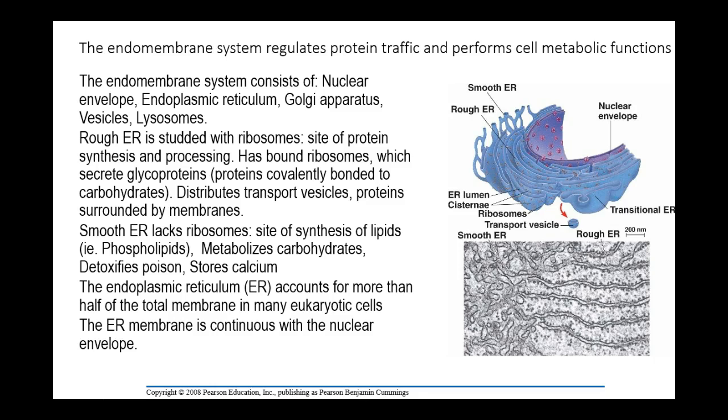Smooth ER, which is that endoplasmic reticulum which lacks ribosomes, also is a site of synthesis, but what is made here are lipids. Think of the phospholipids that are needed to make more of the cell membrane, phospholipids that are needed to make any of the membranes. This is where you have metabolizing of carbohydrates, detoxifying poisons, and it stores calcium.